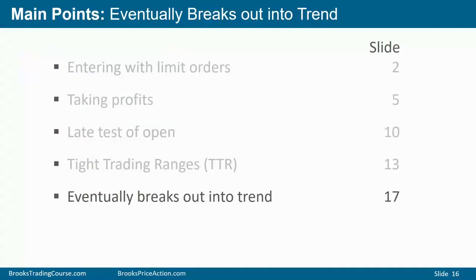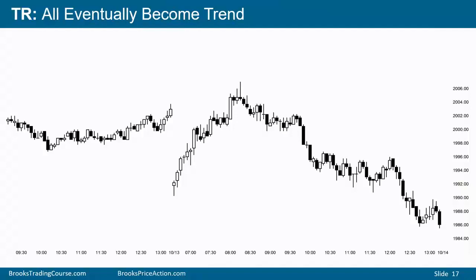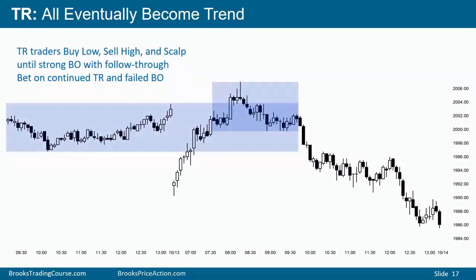All trading ranges eventually break out into trends. In a trading range, traders are looking to buy low, sell high, and scalp until there's a strong breakout up or down with good follow through. They'll bet that every breakout will reverse.